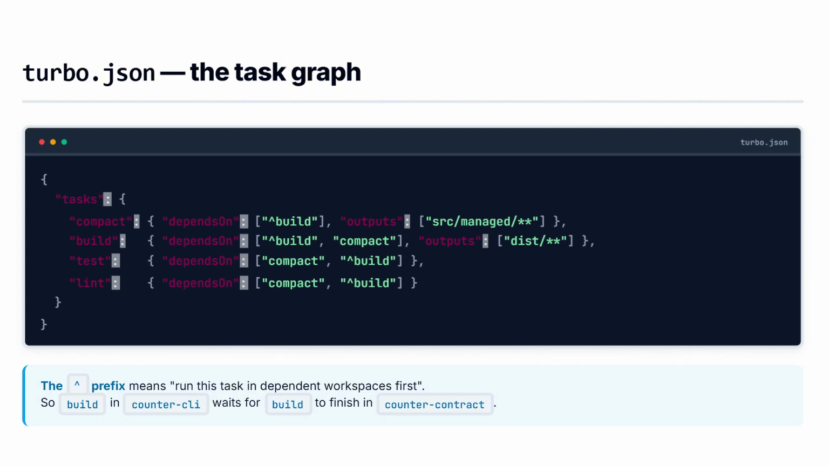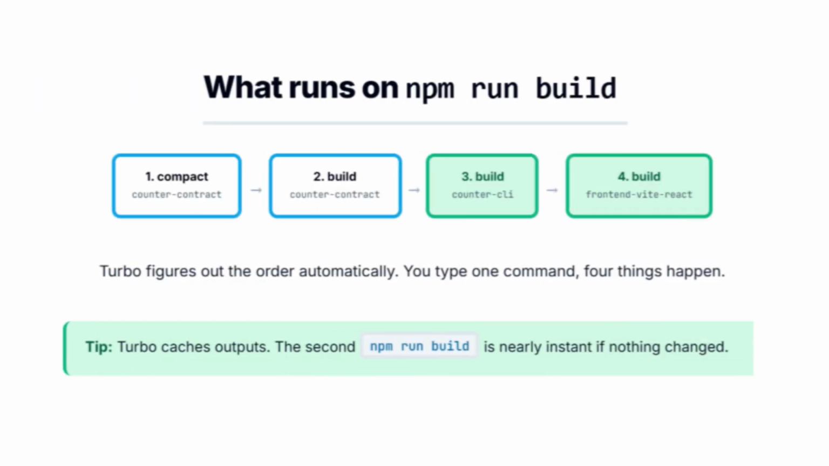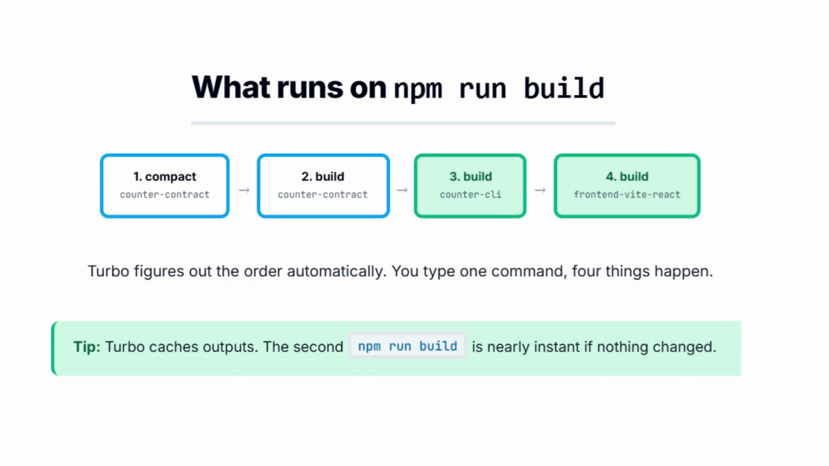The piece you need to understand is that little caret prefix next to build. That means before you run this task in my workspace, go run build in all my upstream dependencies first. So practically, when Turbo wants to build counter-cli, it looks at counter-cli's dependency, sees counter-contract, and says, hold on, I need to build that first. You don't have to think about that order. Turbo figured it out.